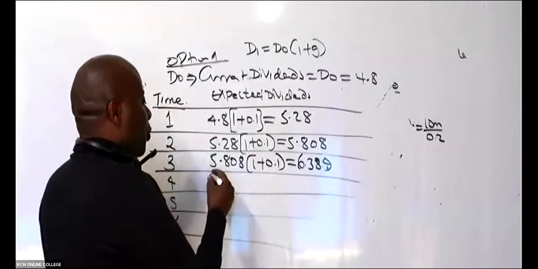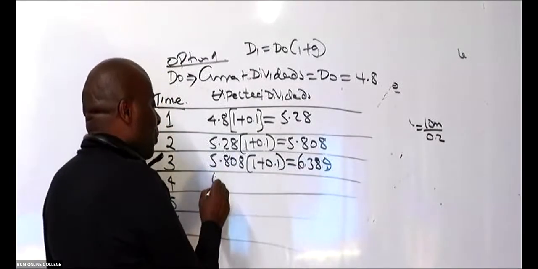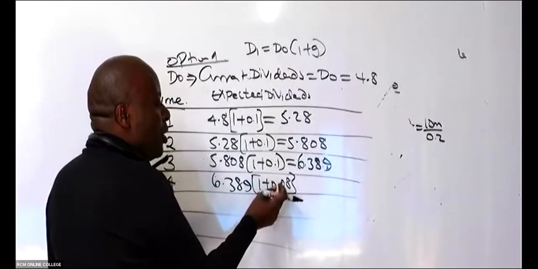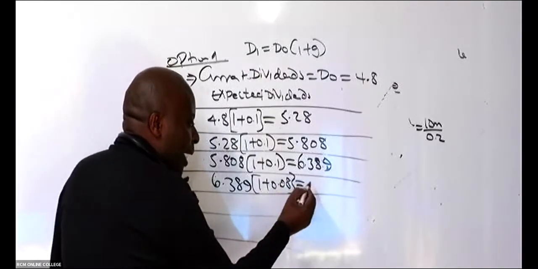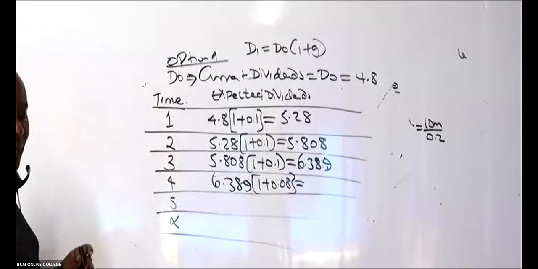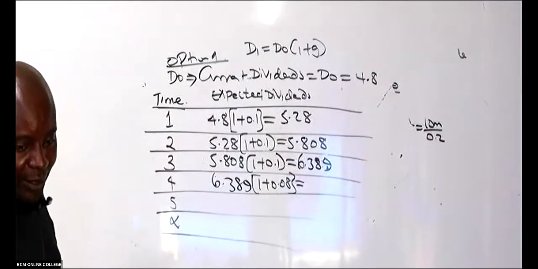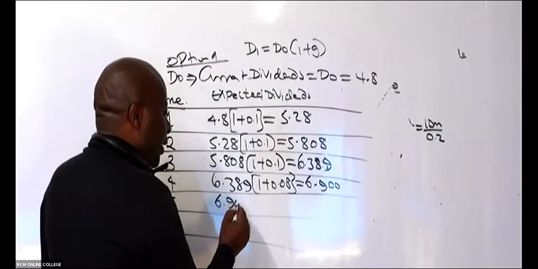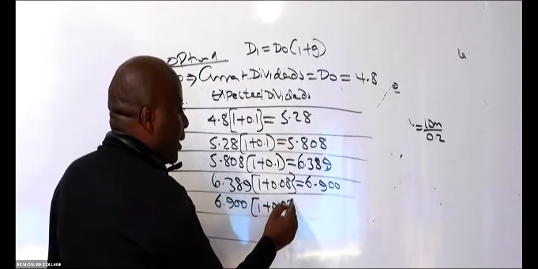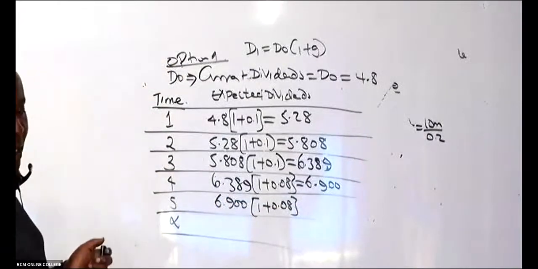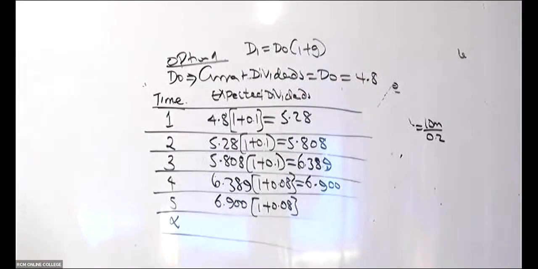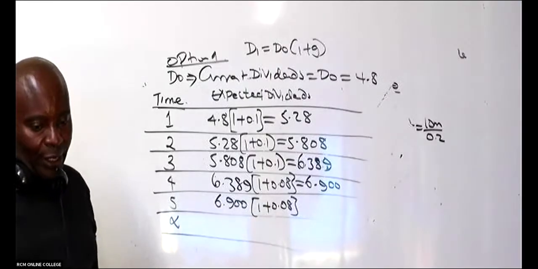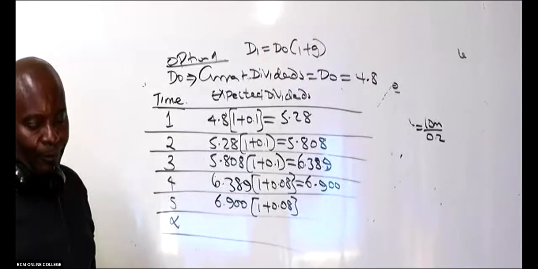Then we come here to year number 4. We are continuing with this dividend here. So it will be 6.389 into 1 plus 0.08, because now the new rate is 8%. Can you be kind enough to give me this answer? 6.900. Thank you so much. So this 6.900 is what I bring here. Still, the 8% is applicable, because 8% is for those 2 years.